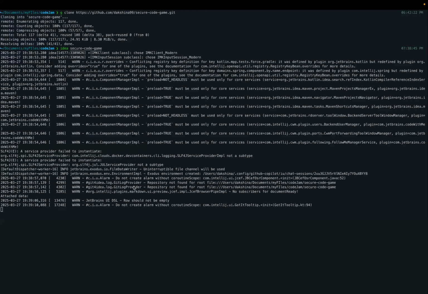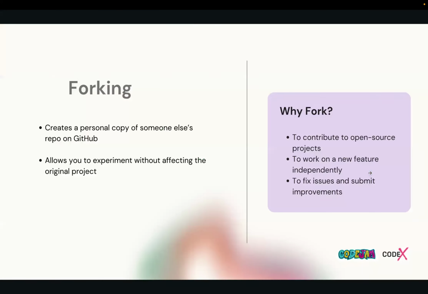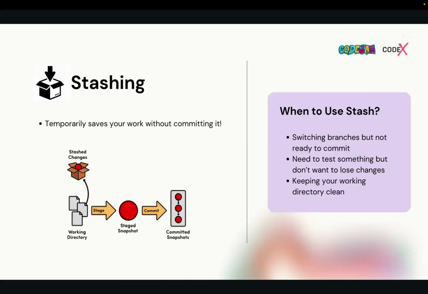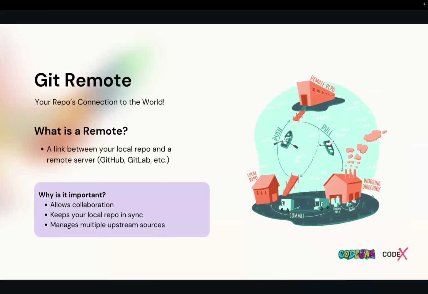Okay, we will discuss them in the future. So we were talking about git remotes. We have added the upstream as a remote to get the updates from the original repository. Okay, so we are slowly completing the life cycle of a git project.